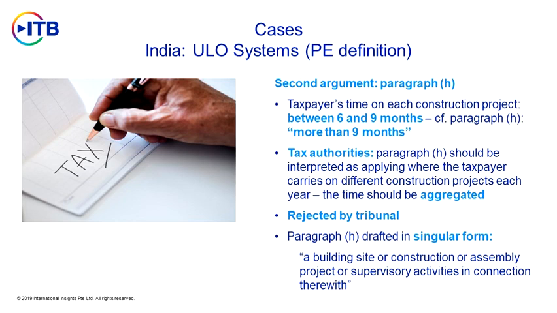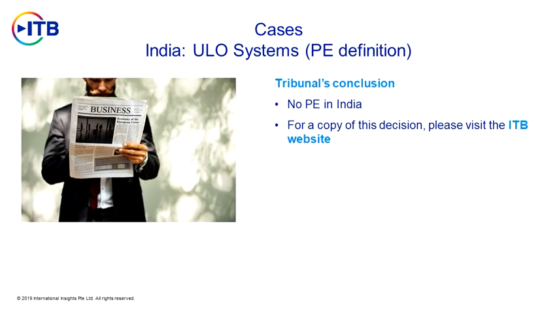As you would expect, the tribunal rejected that argument on the basis that paragraph H is not drafted in that way. It's drafted in the singular, a building site or construction or assembly project, or supervisory activities in connection therewith. The paragraph requires that each construction project be considered in isolation. And so the tribunal concluded that the taxpayer did not have a PE in India.